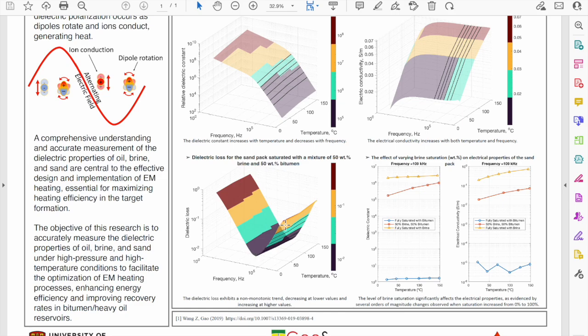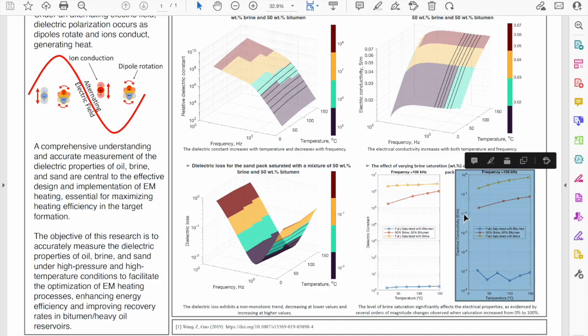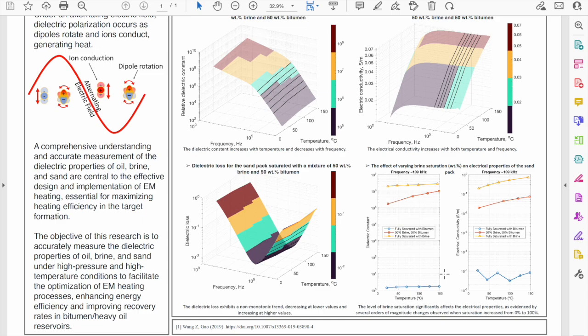The final figure illustrates the effect of varying brine saturation on the electrical properties of sandbag. For a sandbag fully saturated with bitumen, we observed low values of both the dielectric constant and electrical conductivity. This is primarily because bitumen, being a nonpolar material, has a low dielectric constant and poor electrical conductivity.